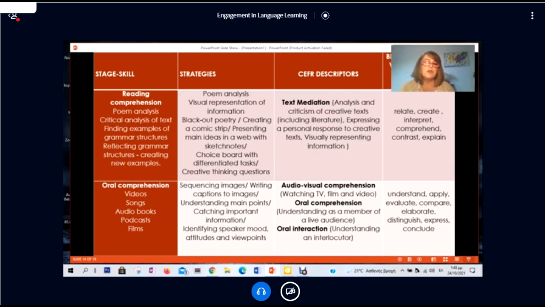We can also have choice boards with differentiated tasks and creative thinking questions, open questions that allow for different answers. The CEFR descriptors here come from text mediation skills, with analysis and criticism of creative texts, expressing a personal response to creative texts, and visually representing information.